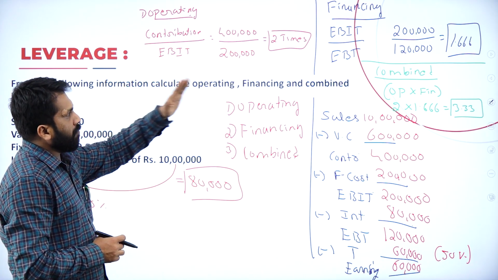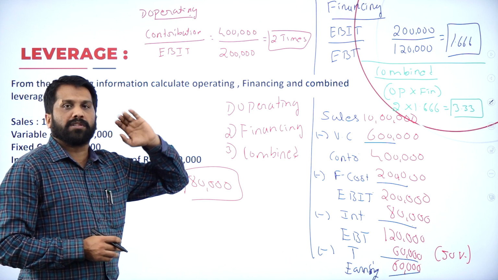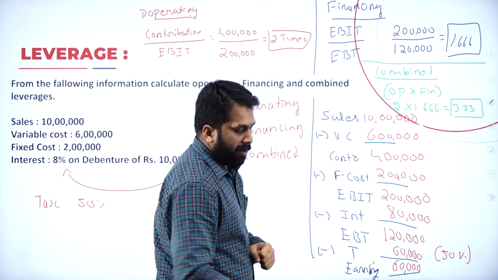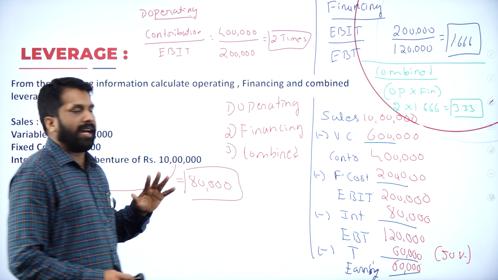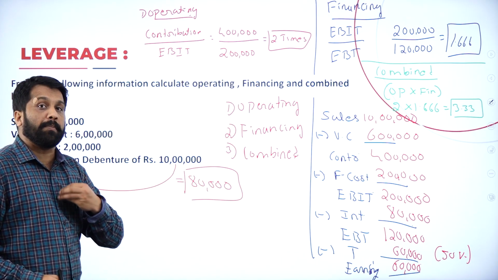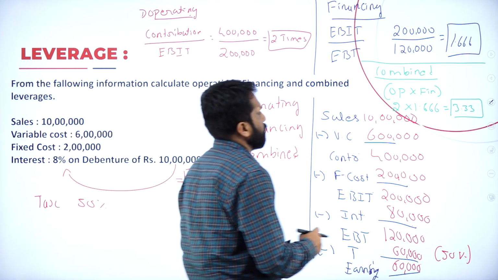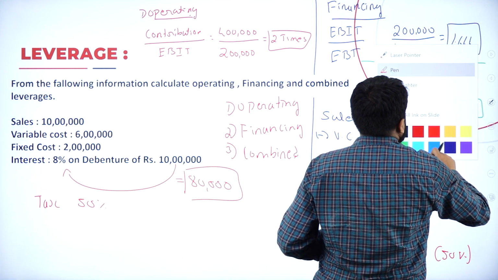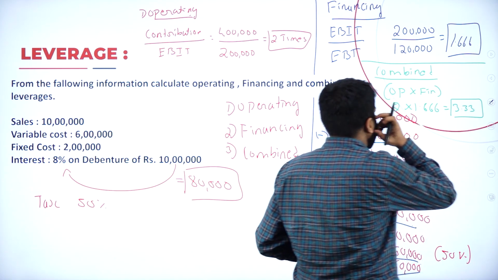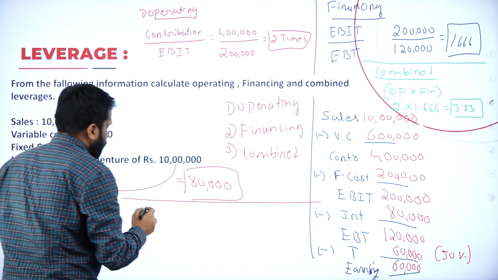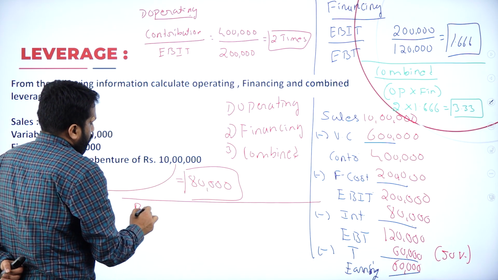Operating is over. Financing is over. Combined also over. Any doubt? No doubt. Now, sometimes this is only your question actually. Sometimes they may ask you. I'll show you that. The chances are very less, but they may ask you what is that? That is ROCE.